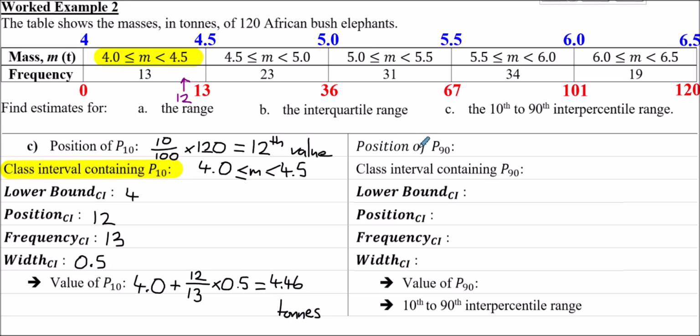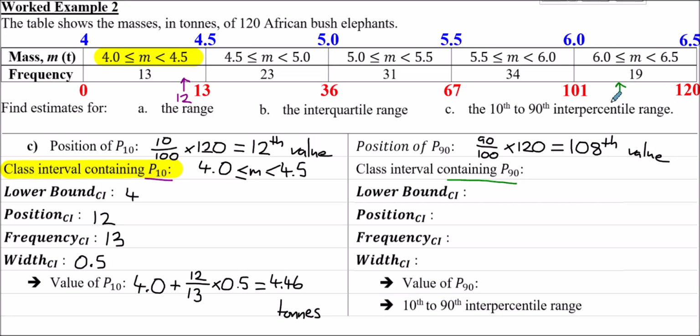Then the position of P90. Well, P90 is the 90th percentile, so we need to calculate 90% this time of 120. So 90% of 120, try this on your calculator if you'd like, you should find that it's the 108th value. So just as P10 was the 12th value, we need to work out now whereabouts P90 would be. It's 108th, so it's going to be between 101 and 120.